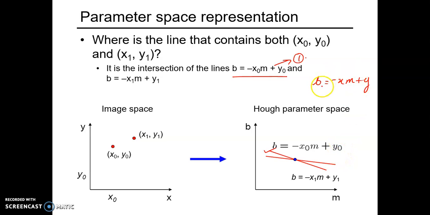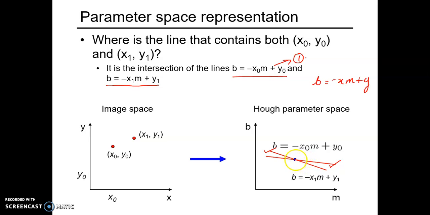Now for the same equation, if I substitute x1, y1, I will get the equation b is equal to minus x1 m plus y1. This is again representing another line. So if you draw these 2 lines in parameter space, these 2 lines intersect at a particular point.